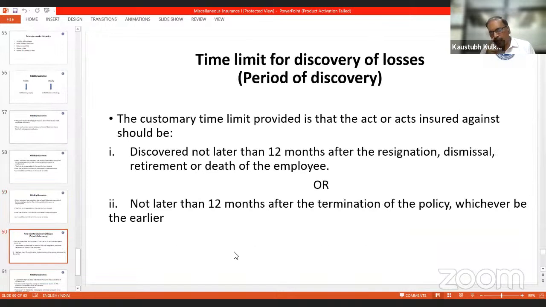Time limit for discovery of losses. This is called the period of discovery. The customary time limit provided is that the act or the acts insured against should be first discovered not later than 12 months after the resignation, dismissal, retirement, or death of the employee, or not later than 12 months after the termination of the policy, whichever be the earlier.